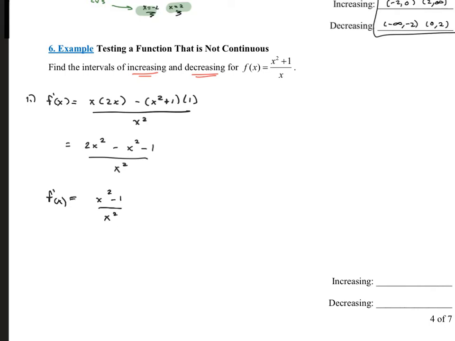So I have the derivative of my function is (x squared minus 1) all over x squared. Again, to find those critical values, I need to consider two cases. When is the derivative equal to 0, and when is the derivative of the function undefined? Anytime we have a fraction, the derivative is equal to 0 when the top is equal to 0. Anytime it's undefined is when the denominator, or the bottom, is equal to 0. Let's solve both of these and see what we get.